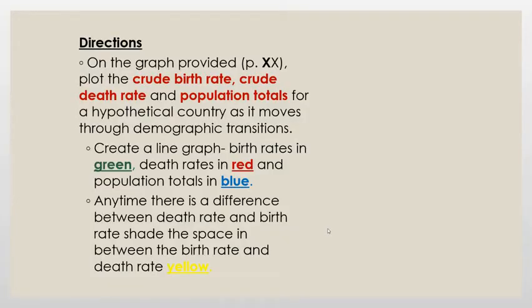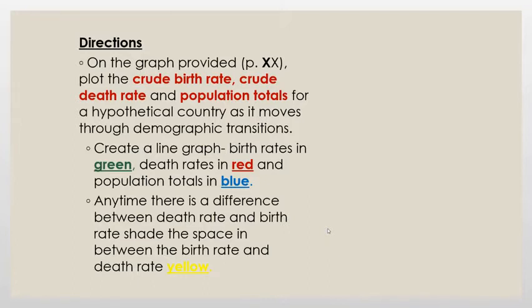So what you're going to want to do here is make a graph. And on this graph, you're going to plot the crude birth rate, the crude death rate, and population totals for a hypothetical country as it moves through different demographic transitions.